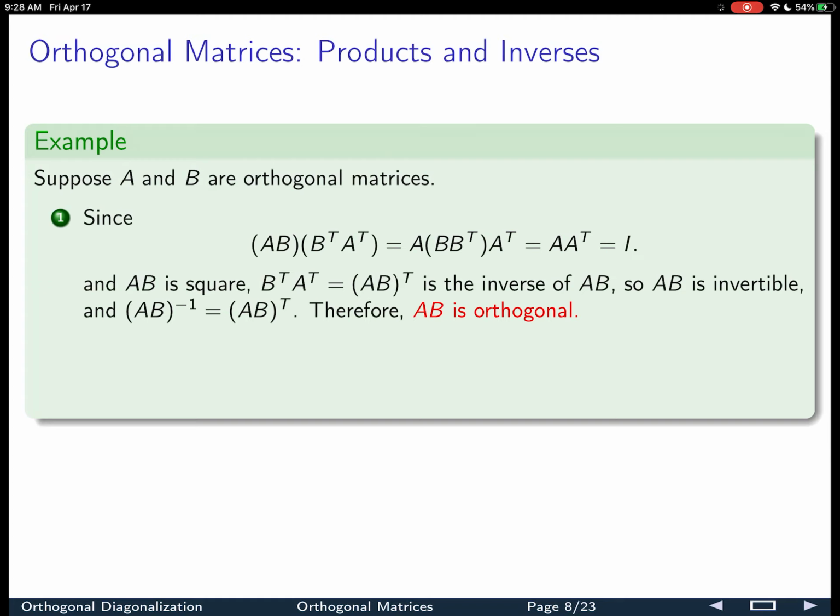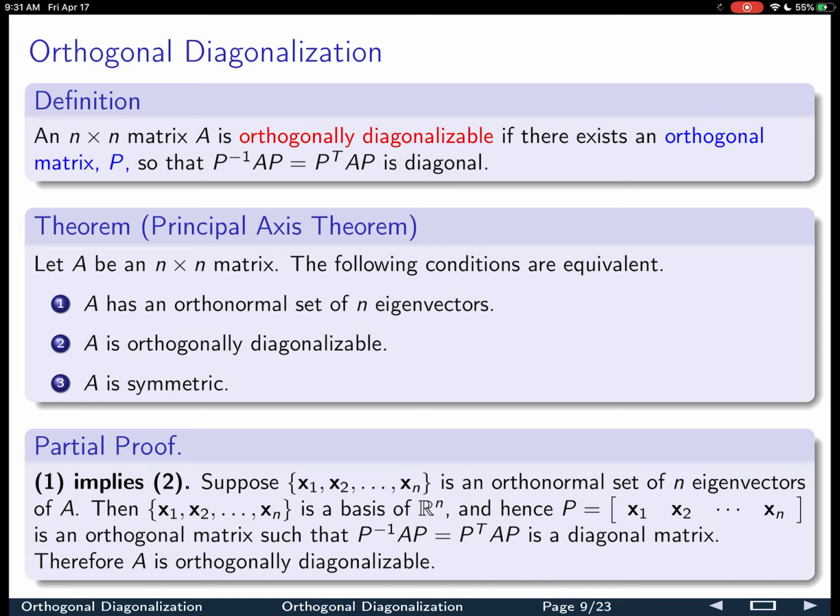And so orthogonally diagonalizing something is going to be preferable in all cases, if it's possible. And that is possible when we have an orthonormal set of n eigenvectors. And that happens precisely when A is symmetric. So that's the big thing. When A is symmetric, we are orthogonally diagonalizable.